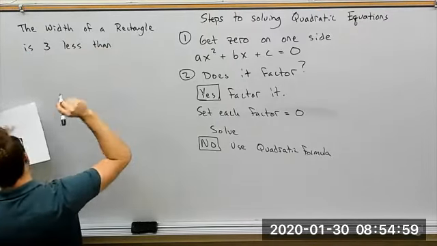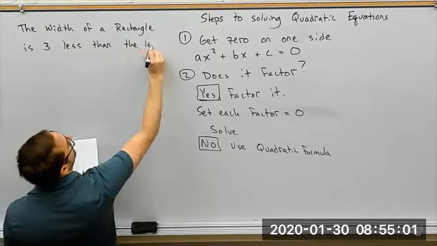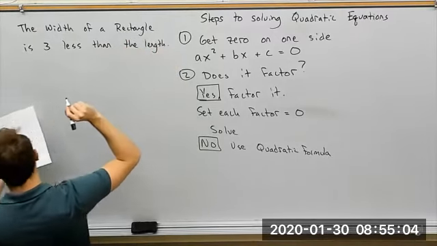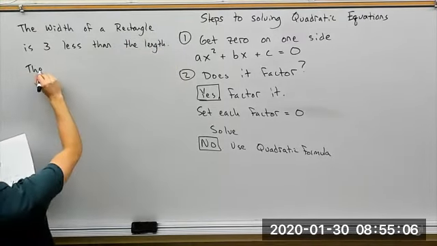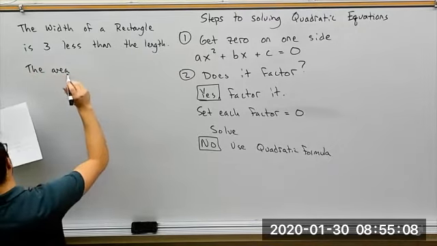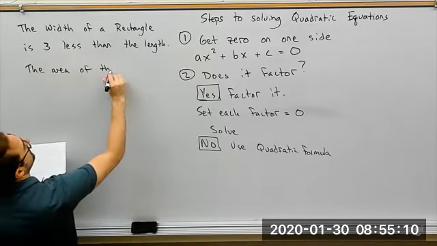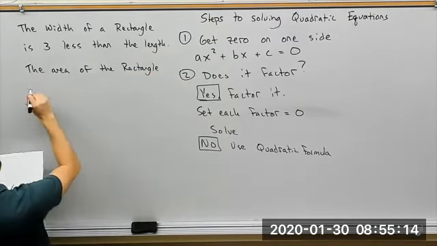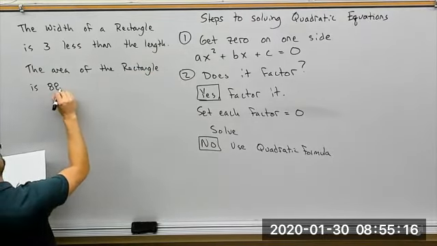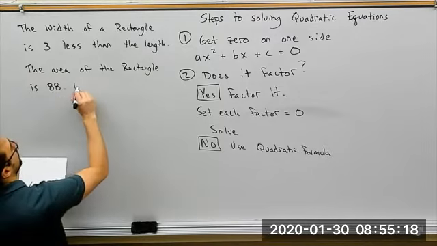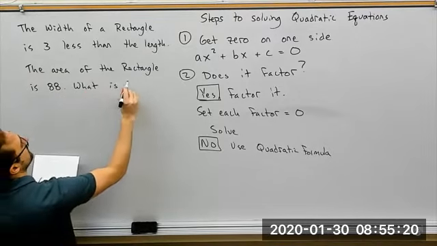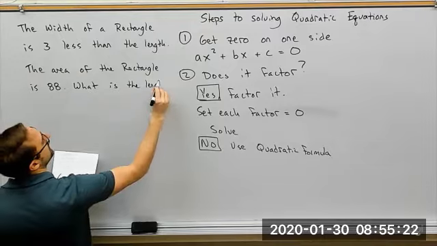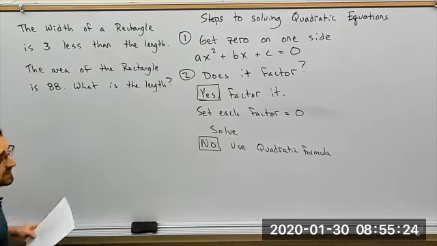...than the length. The area of the rectangle is 88. What is the length?